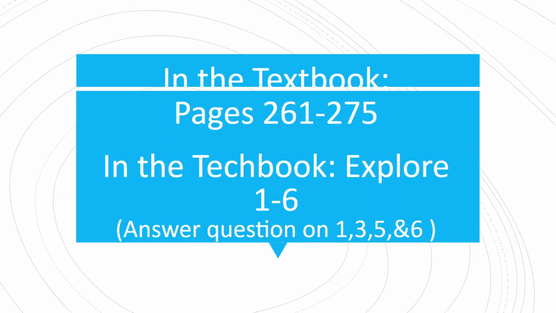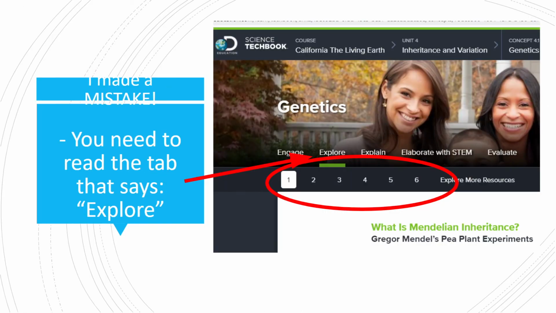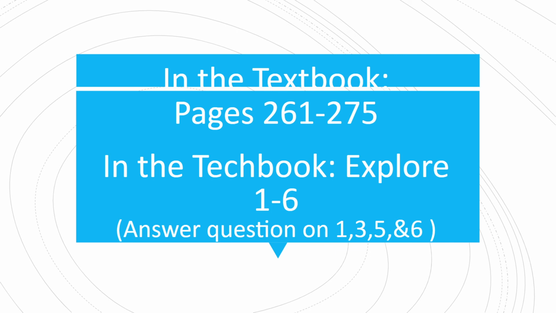So if you want to read this in the textbook, here it is, pages 261 through 275. That's what you're reading in the textbook. That stuff in the textbook is the exact same stuff that's in the online version. The only difference is when you do the online version, it's going to give you videos to watch. You can click on words to get definitions. You can change the language to Spanish if you want to. You can do all sorts of stuff. You can't do that in the paper textbook.